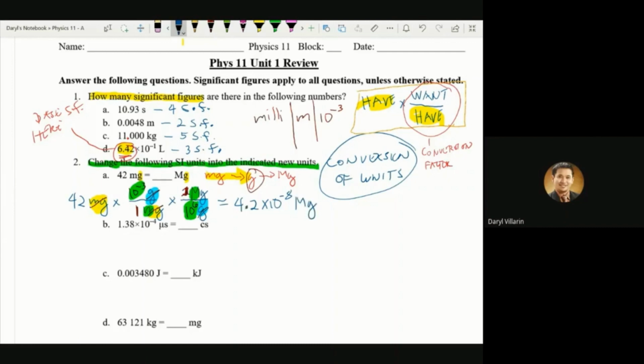So if you can see here, the 42 is just coming from the value of 42 here. Essentially, what changes here is just the placement of your decimal point. So this becomes 0.000 something, 42 megagram, or in scientific notation, that is given by that. And remember that the number of significant figures of the final answer is the same as that of your original given.